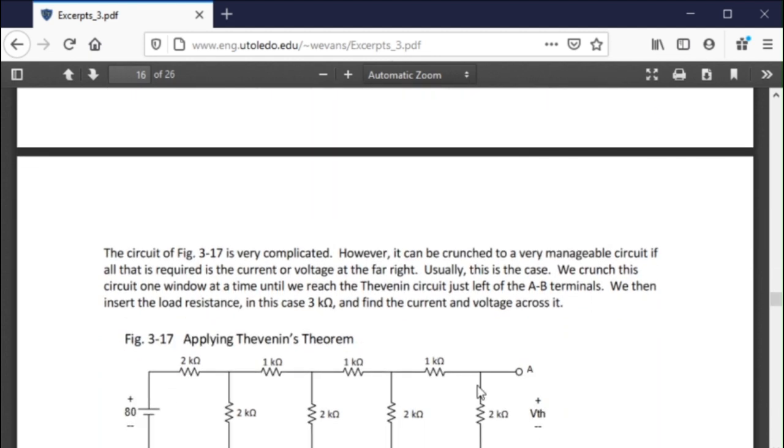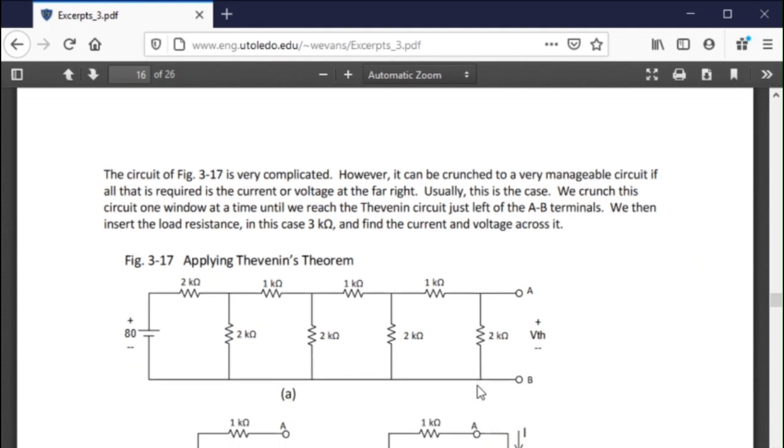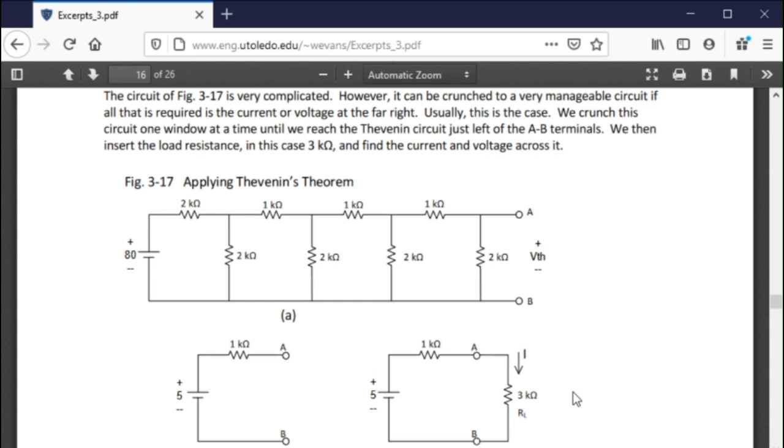So we're moving on. This is the long circuit. So basically, I want to know what the voltage is across the AB terminals. If I attach a 3K resistor, what would be the current across that resistor? All right, so let's just look at that for a second.